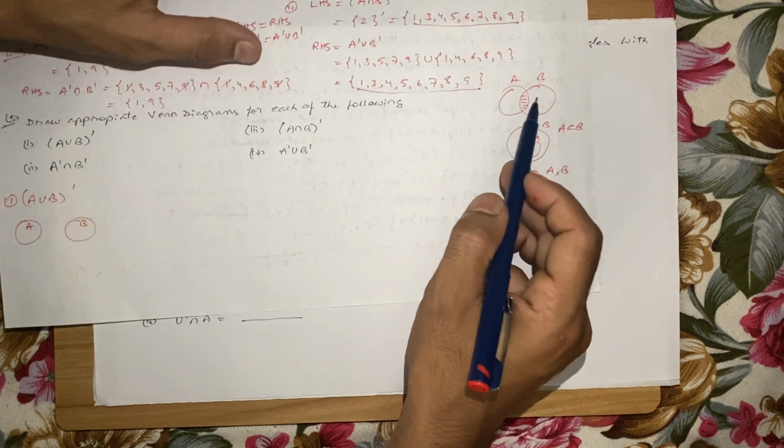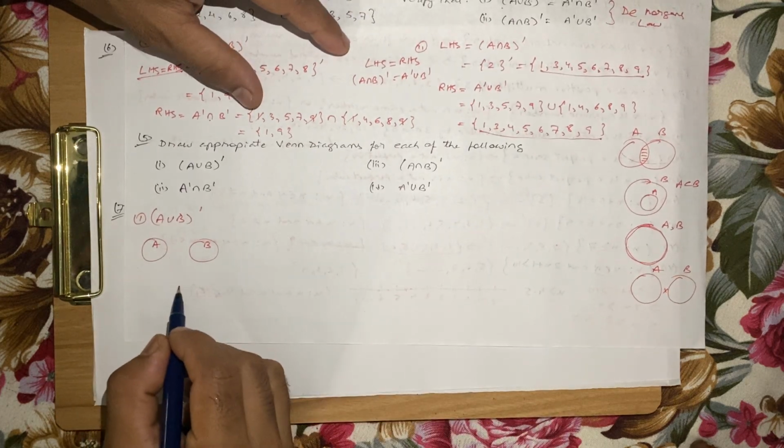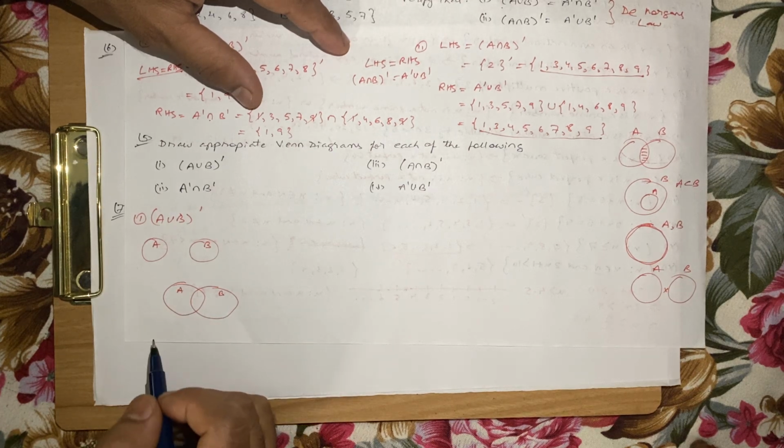Now let's take this one as a standard. I've told you in the lecture video. So A union B will be what? A and B combined. This is A and this is B.